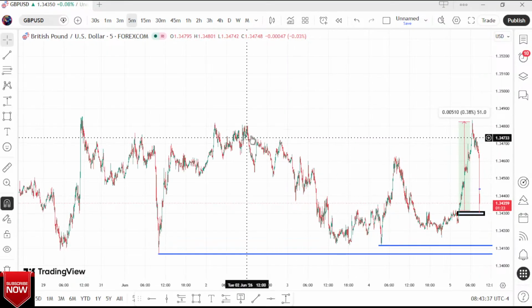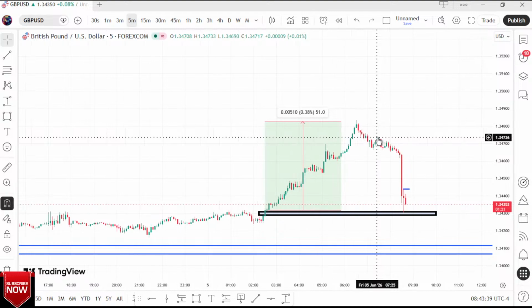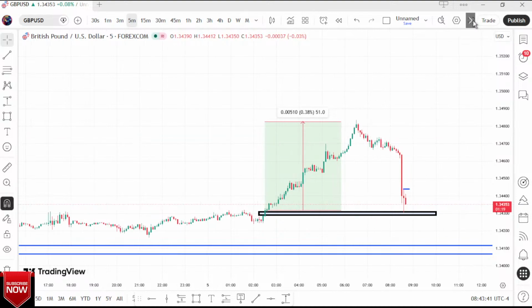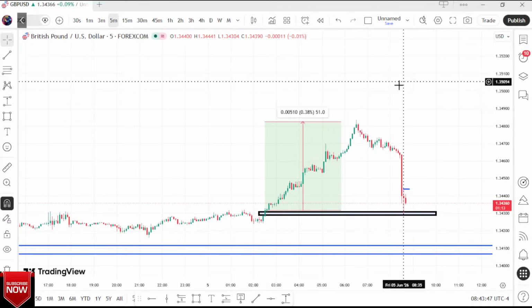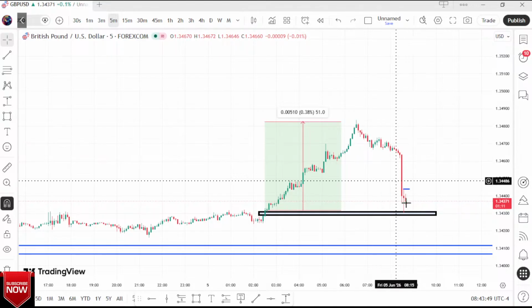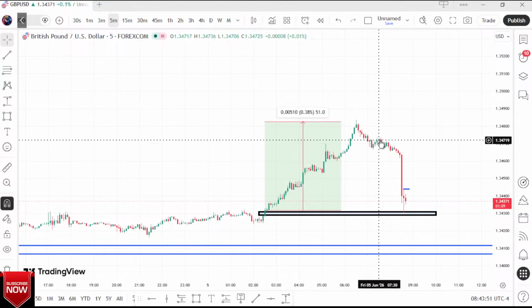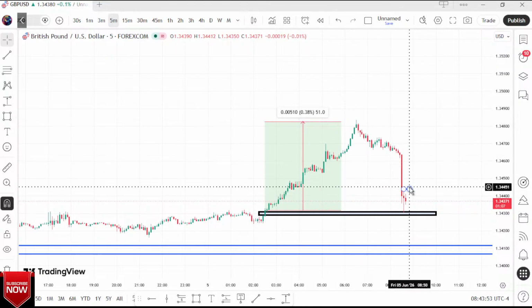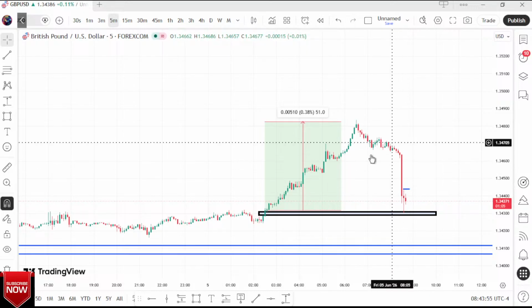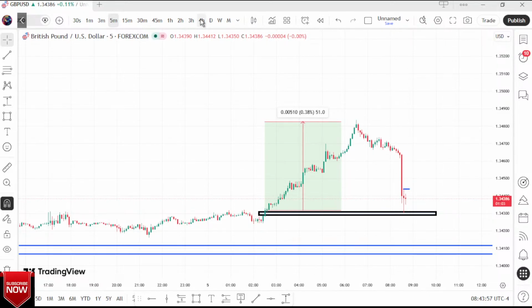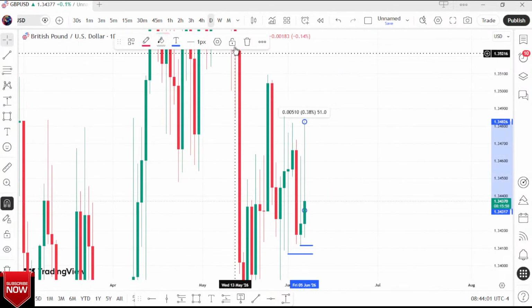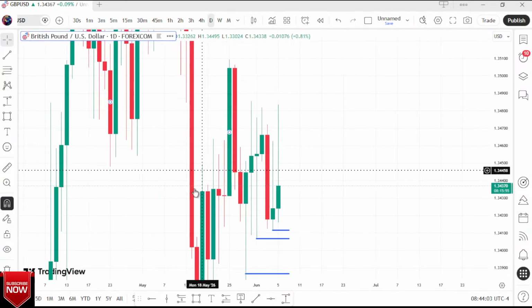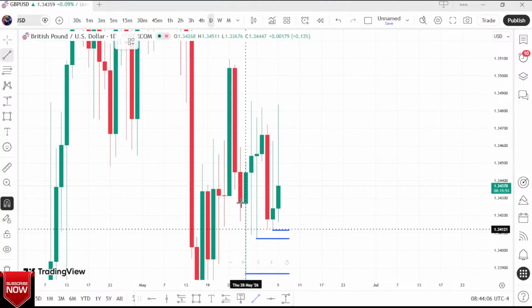I'm actually sending this screenshot to the VIP group that I have. So you've seen there price reversed, but price had swept that daily swing high. Let's mark it because the charts are now clean, and I'll actually do a screenshot and send them to my VIP group.